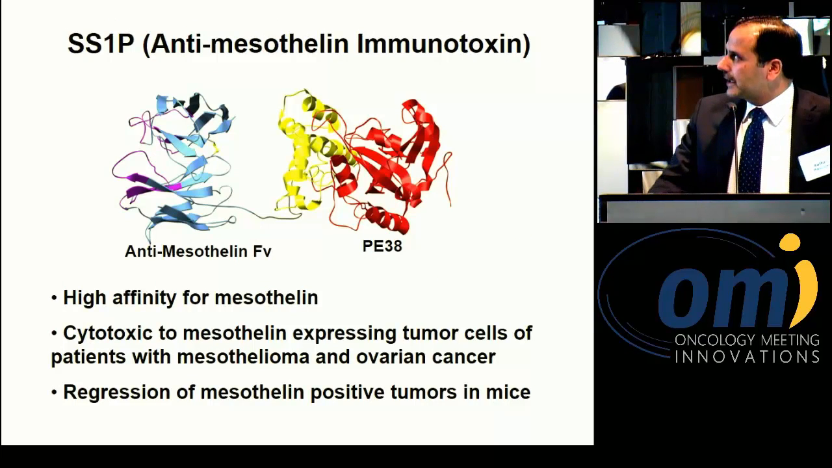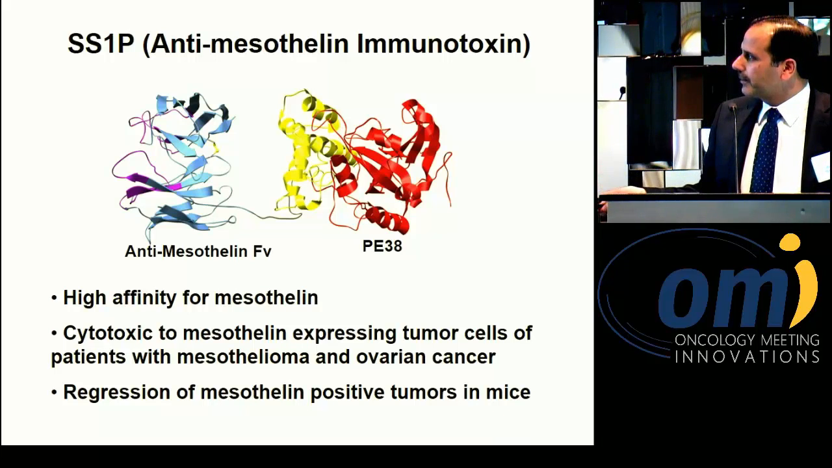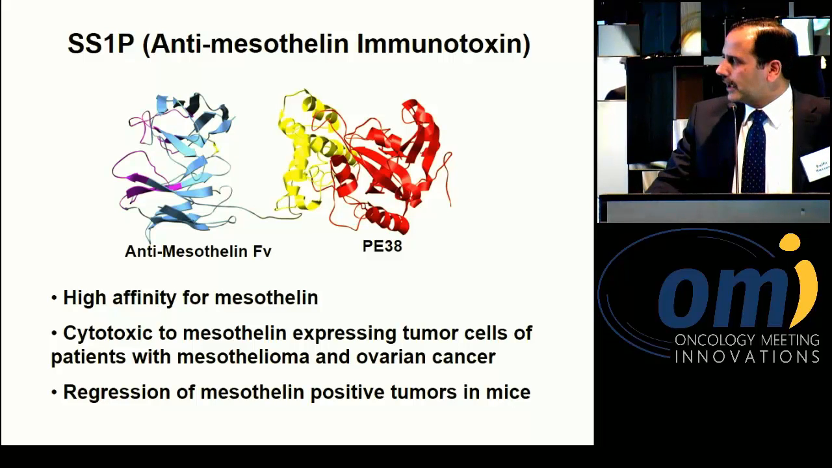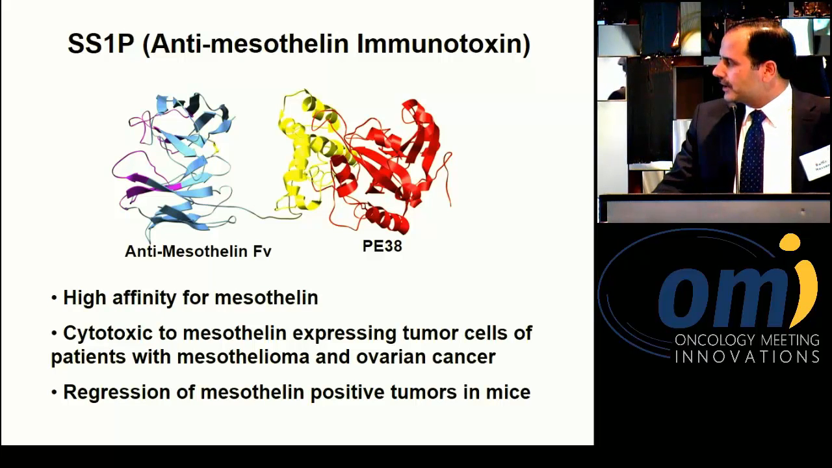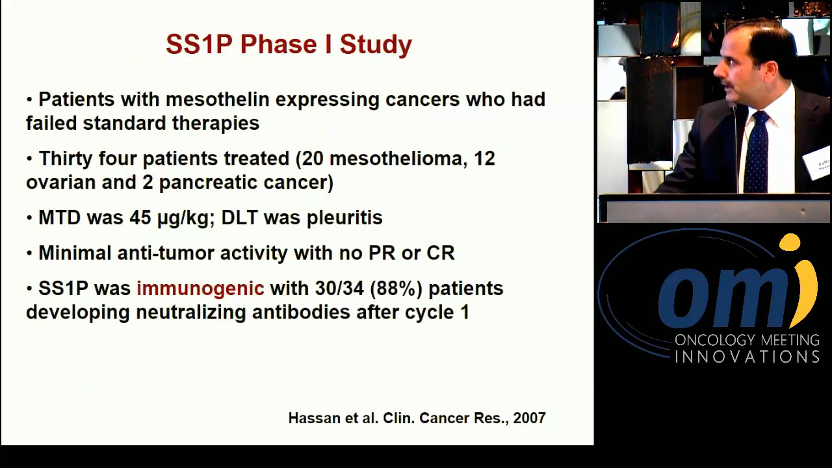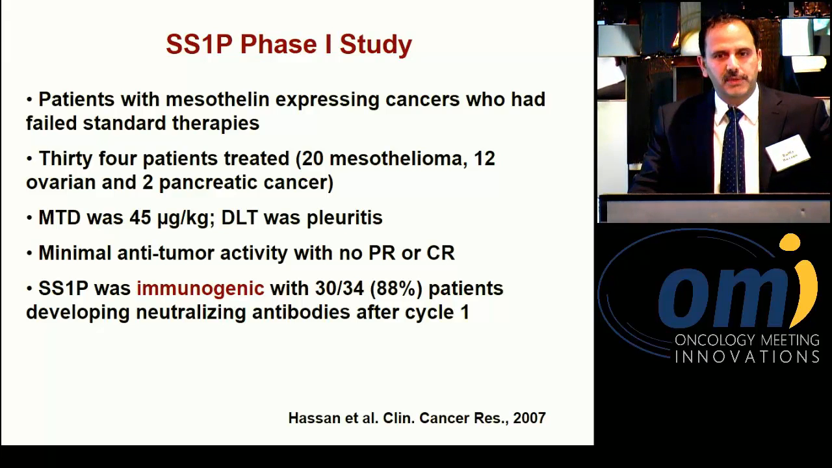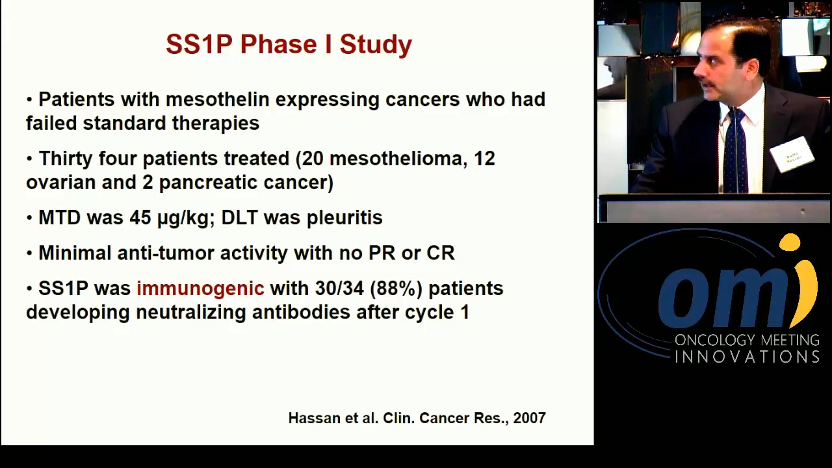So SS1P is an anti-mesothelin immunotoxin, which consists of an anti-mesothelin Fv linked to a pseudomonas toxin developed in our Hassan lab. And studies in my lab show that it is cytotoxic to mesothelin-expressing cells from patients with mesothelioma as well as ovarian cancer. We also show that it causes regression of mesothelin-positive tumors in mice. About 15 years ago, I treated the first patient with SS1P when I was at the University of Oklahoma. This was a patient with ovarian cancer, so this was the first time an anti-mesothelin agent went into the clinic.